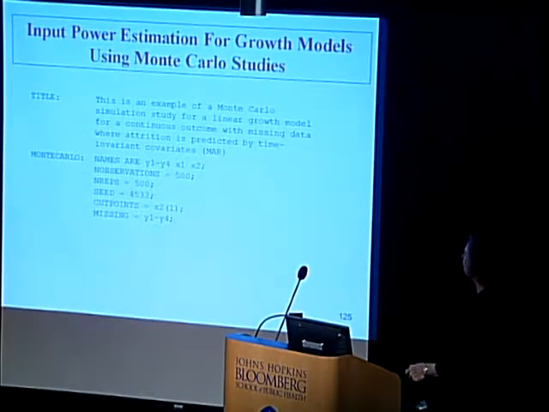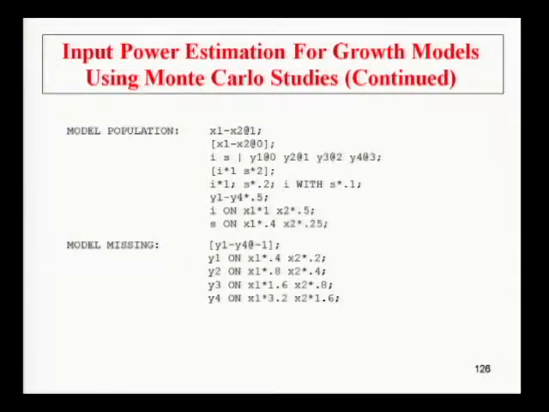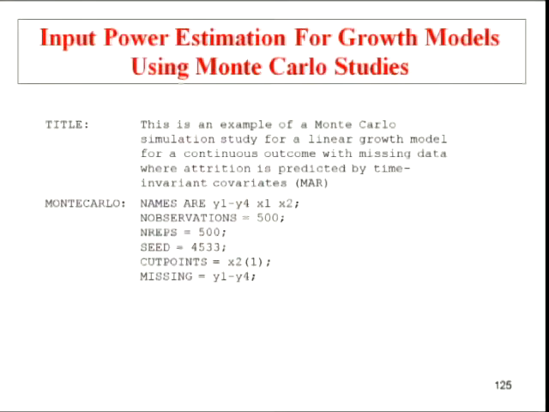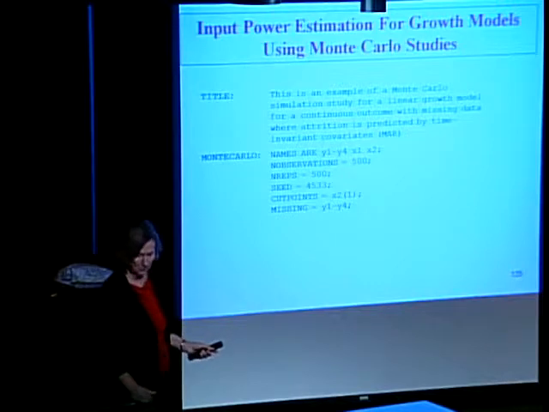So basically, we have a Monte Carlo. Let me put this over here because I think people see better. The simulation study we're doing here is going to be for a linear growth model for a continuous outcome with missing data where attrition is predicted by time invariant covariates. So the missing data is MAR. First of all, the Monte Carlo command exists in Mplus, and that's what you use to do a Monte Carlo study.